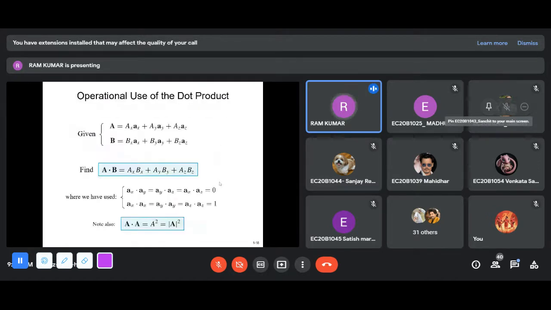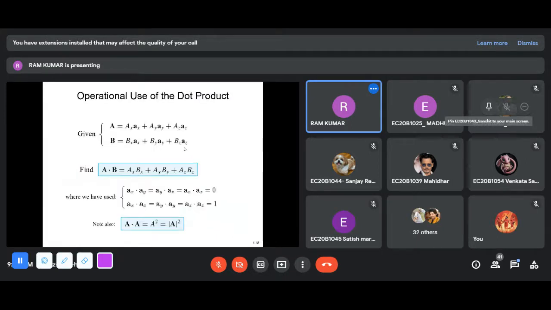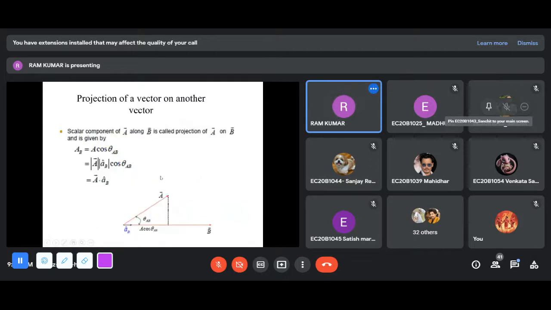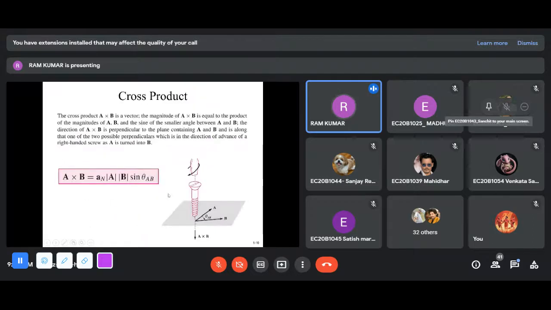Dot product, cross product. For the dot product, you know that A dot B is equal to magnitude of A, magnitude of B, cos theta AB. The bold letters indicate vectors. Similarly, the cross product: A cross B vector is equal to magnitude of A vector, magnitude of B vector, sine theta AB. Through this picture you can understand this angle.